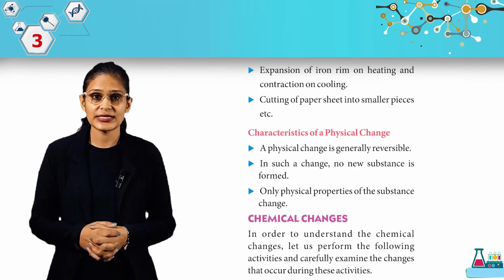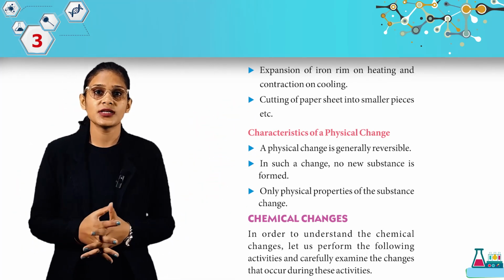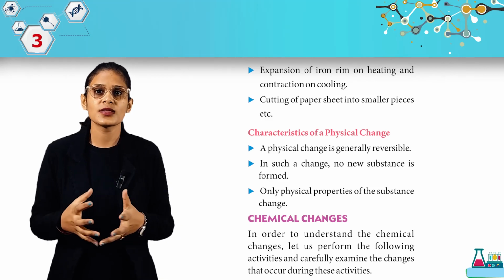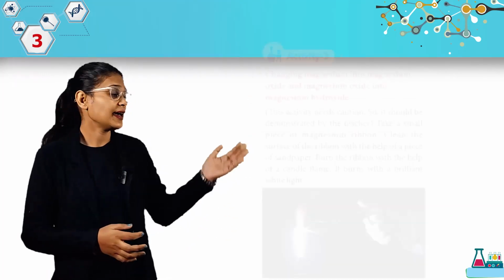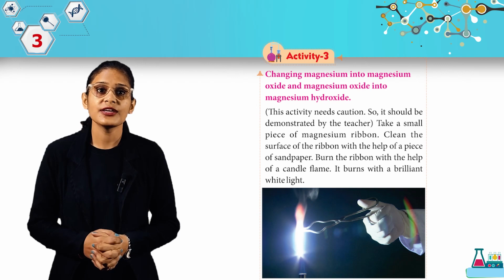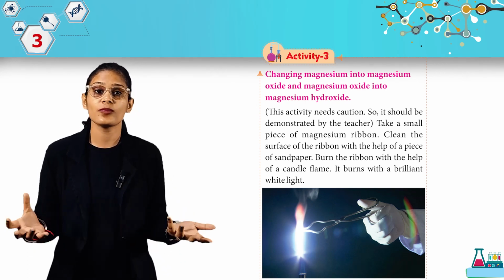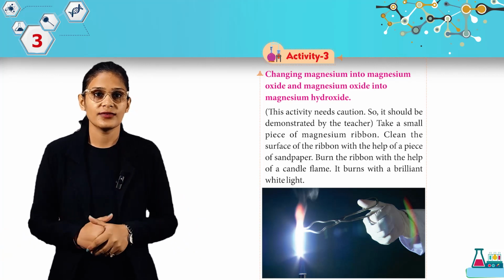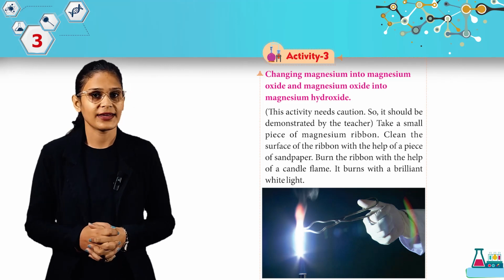Now we are going to discuss chemical change. In order to understand the chemical change, let us perform the following activities and carefully examine the changes that occur during these activities. Here we have activity 3. Changing magnesium into magnesium oxide and magnesium oxide into magnesium hydroxide. So students, we are going to read about these changes. Here we have the activity needs questions, so it should be demonstrated by the teacher.